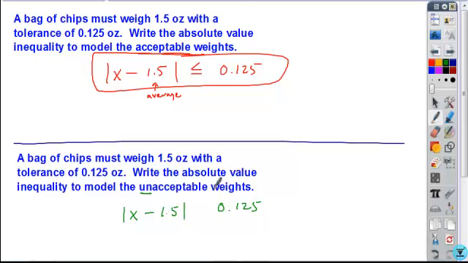They're the ones where the weight is beyond the acceptable limit. So beyond means to the outside of, which represents which inequality? Greater than, and is it going to include those extreme values itself? No, because those are acceptable ones, right? So the unacceptable will just be a greater than. And so your absolute value inequality for modeling this scenario would look like the following.